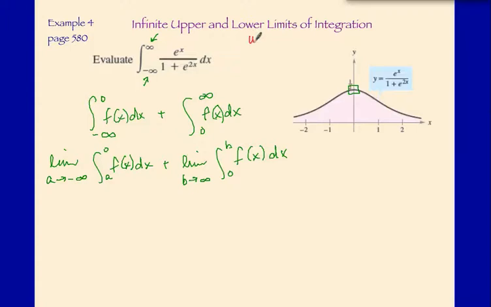If you think of u as being e to the x, then u squared is e to the 2x. And of course du is e to the x dx. So this is really du over 1 plus u squared.